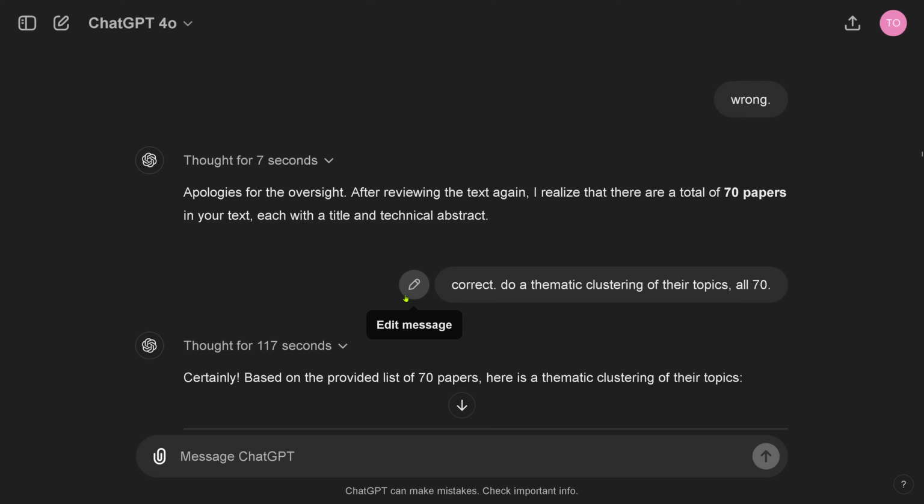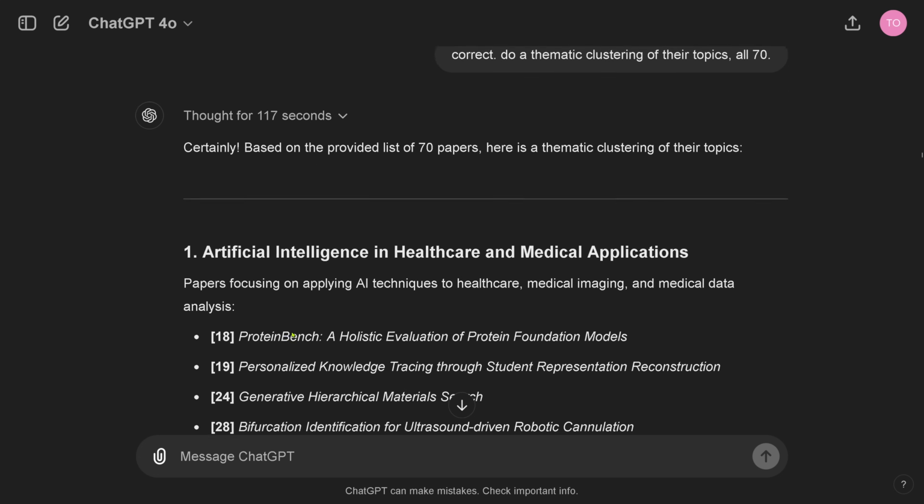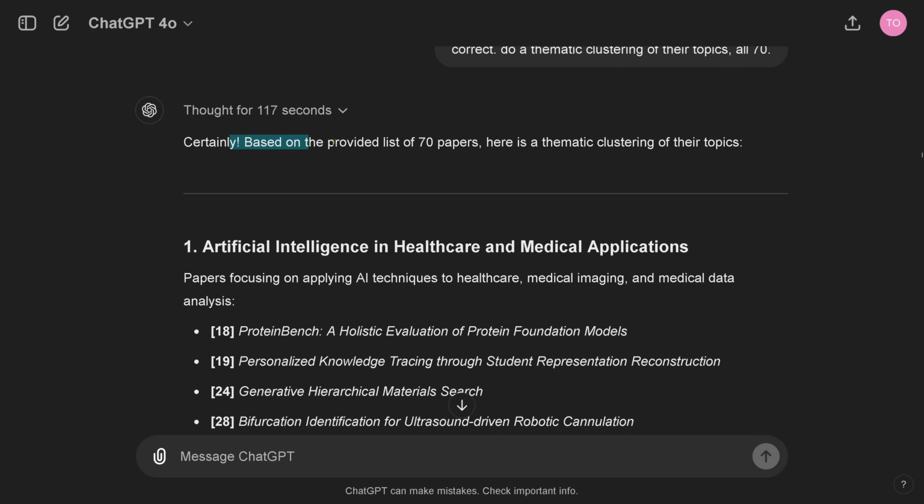So now this took some time. Look, thought for 117 seconds. This is close to 2 minutes, and I thought the system just crashed. I was just waiting and nothing happened at all. But after 2 minutes it came back and it had a thematic clustering. This was amazing. So it says, certainly, based on the provided list of 70 papers, here's the thematic clustering of their topics. And now OpenAI o1 says, top cluster 1: artificial intelligence in healthcare and medical application.